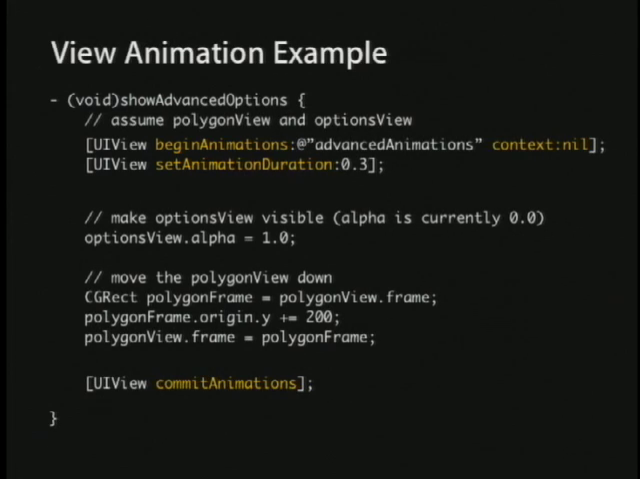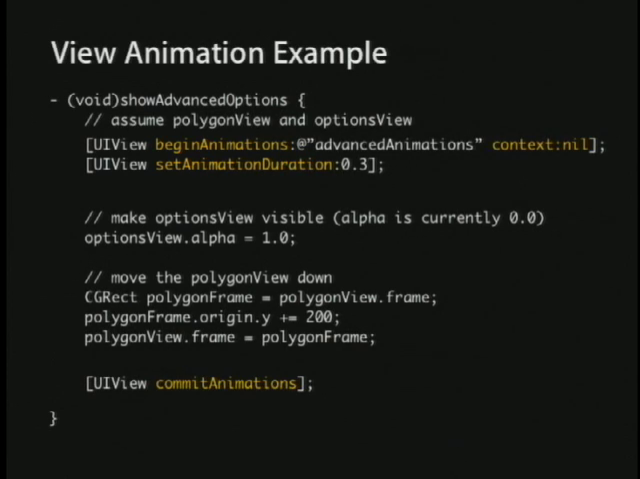We're going to move the polygon view down. So we'll get its frame, adjust the origin, the Y origin of the frame by 200 pixels to move it down, and then we'll just set it back. So polygon.view.frame equals that new polygon frame we just defined. And that's going to automatically implicitly animate that view. And finally, UIView commit animations will end this block.